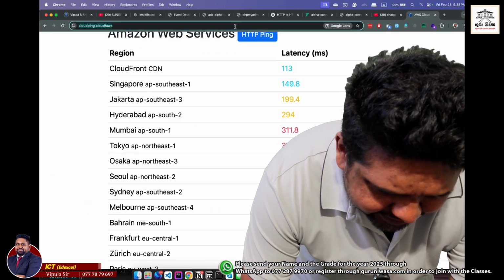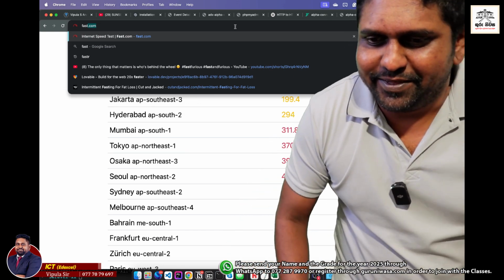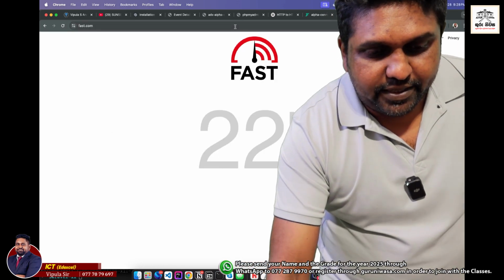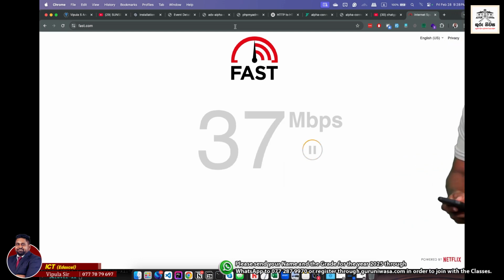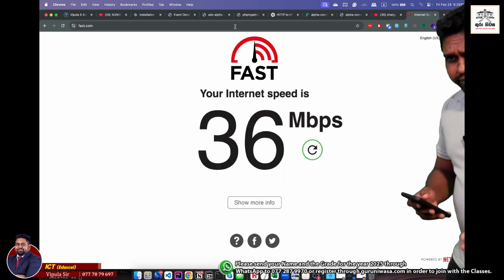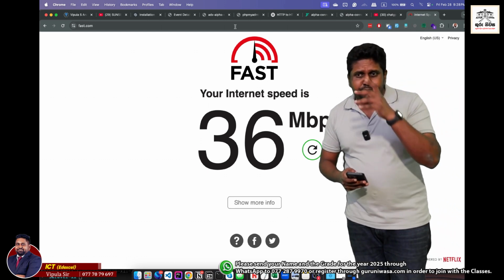So the best site to speed test is fast.com. So you go to fast.com and you can see the download speed. Here you can see my download speed is 36 megabytes.